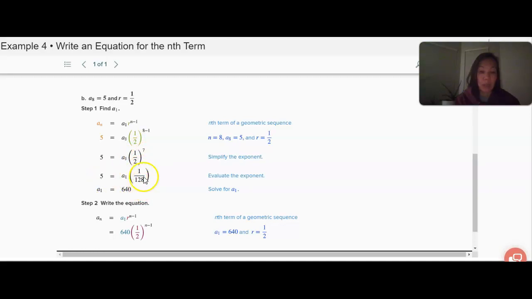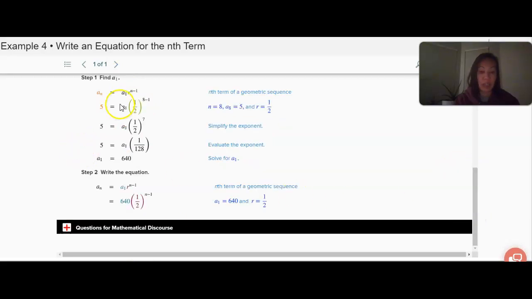And then we can multiply both sides by 128 to get what a1 equals. Now that we have a1 and 1/2, our ratio, we'll just plug them in to write the equation. So that's all you're doing when writing the equation. Start with our formula. As long as you know a1 and r, plug them in. That's the equation for the nth term. If you don't, you can do something like this here. Whatever term you do know, plug in all the variables and solve for a1.